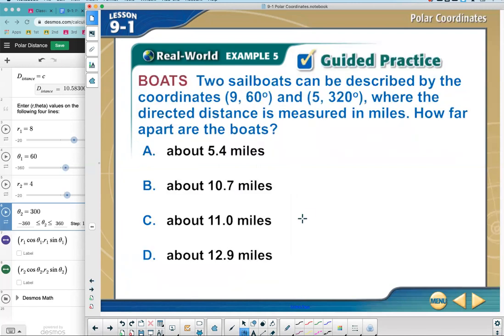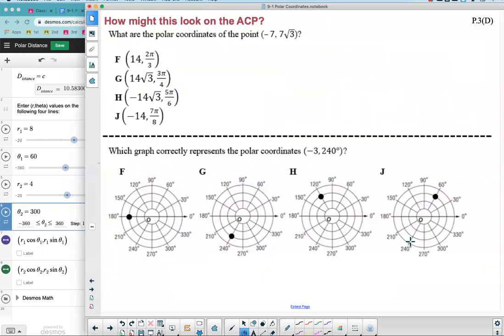All right, now I have one for you to try. Let's take a look here at how our ACP released questions have looked in the past. So these are just kind of ideas or models of what you might see in the test. It says, what are the polar coordinates of this point? Well, you might be thinking, so is this one where I need to transfer the point? Well, when you look at it, they don't appear to be the same at all.